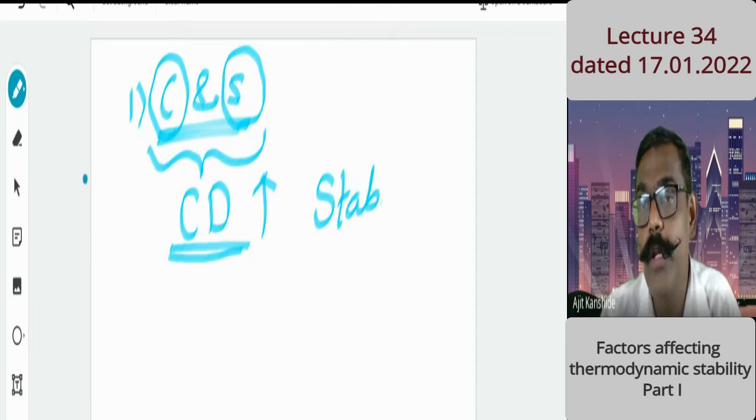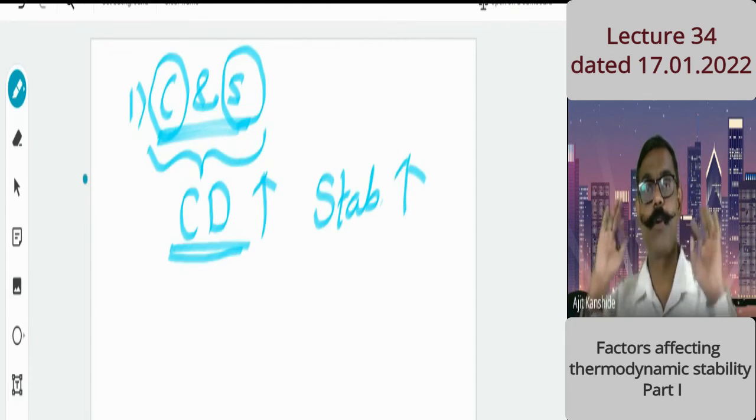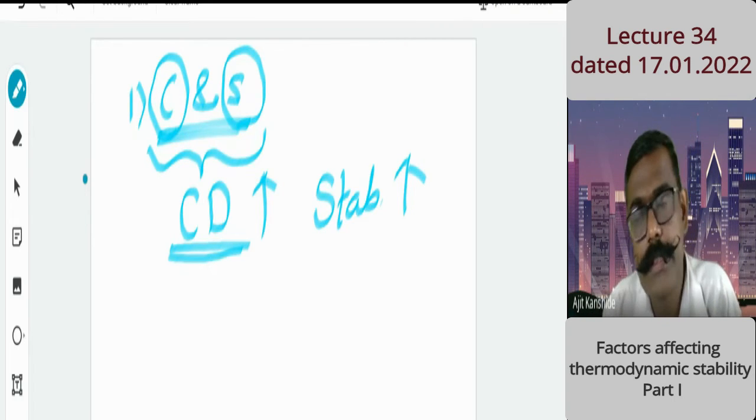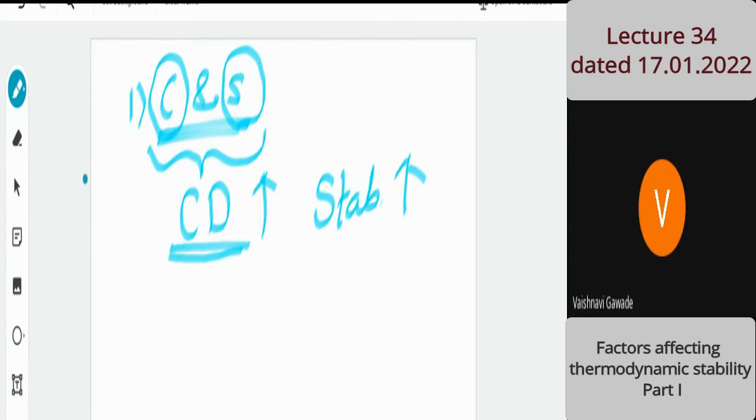Stability also will be the higher. It is a conclusion from the discussion till now about this newly opened point. Yes, is it clear to everyone? Yes, sir. Good.